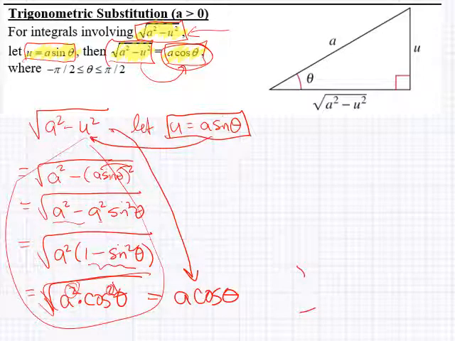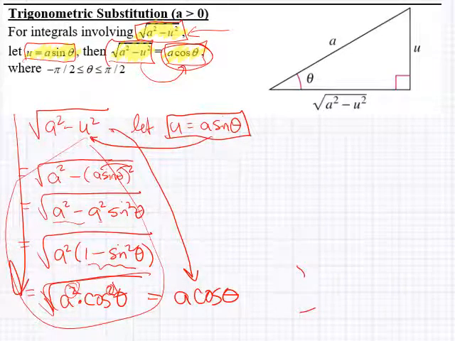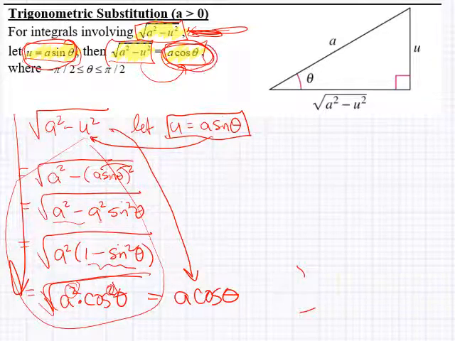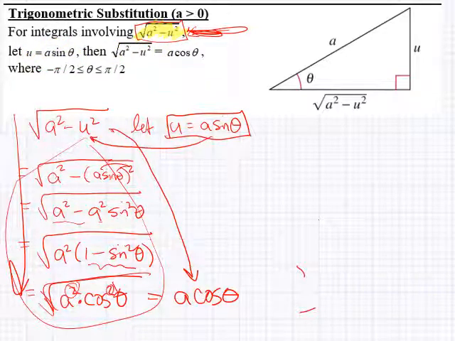Now, you don't have to go through this whole thing every single time. You need to remember that for this square root here, this is the substitution that will turn the square root into a cosine theta. That's the key to this. The key to this is memorizing this right here.